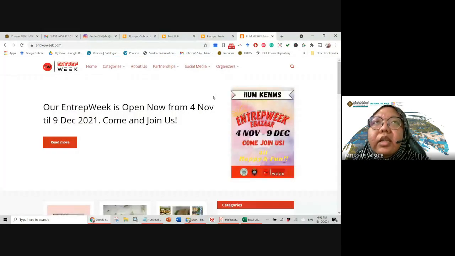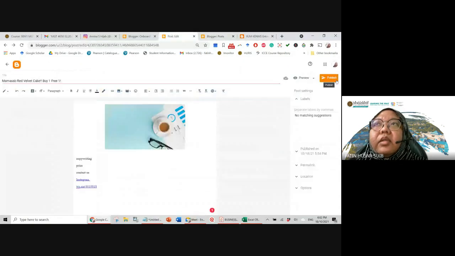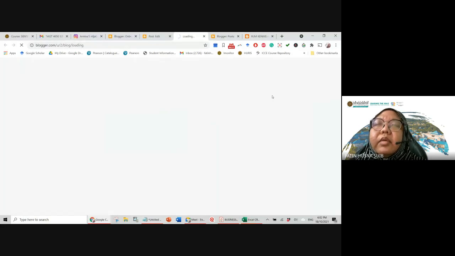Okay, any other question with regards to this? It's a very simple one. Then you click publish. If you want to save it as a draft, you can, in case suddenly you have something else to do. This is automatic saving, so you can just leave it, then do it later on, or you can preview for a while. For example, I preview this.